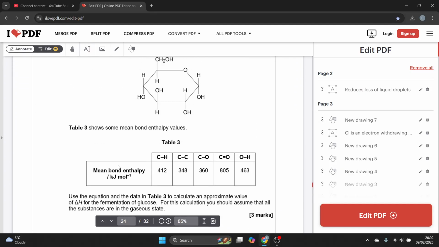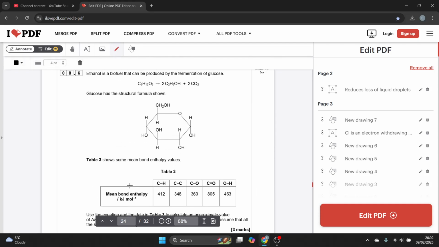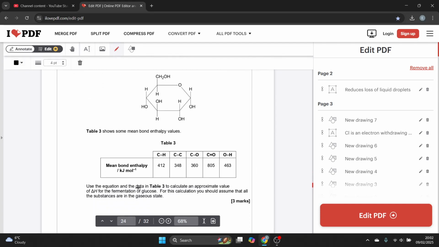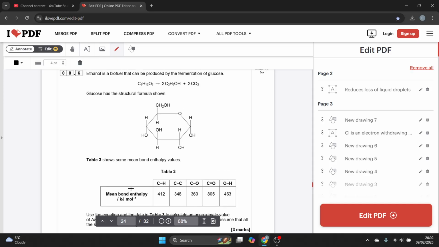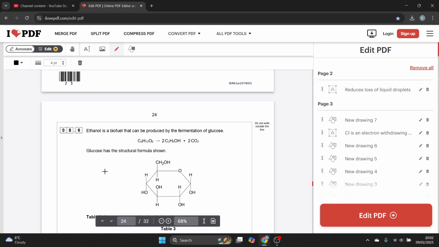Question 8.6. Calculate an approximate value for the enthalpy change, delta H, for the fermentation of glucose. Now this question I'm not sure how to do, so I'm going to leave this question.